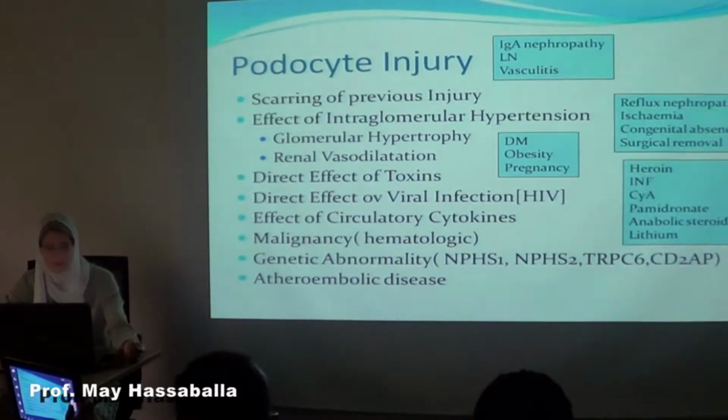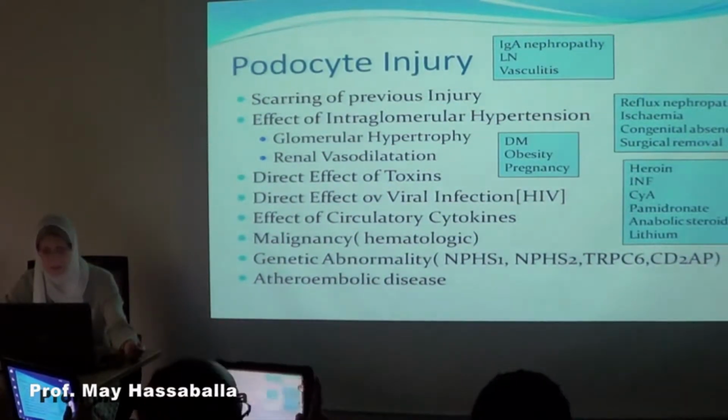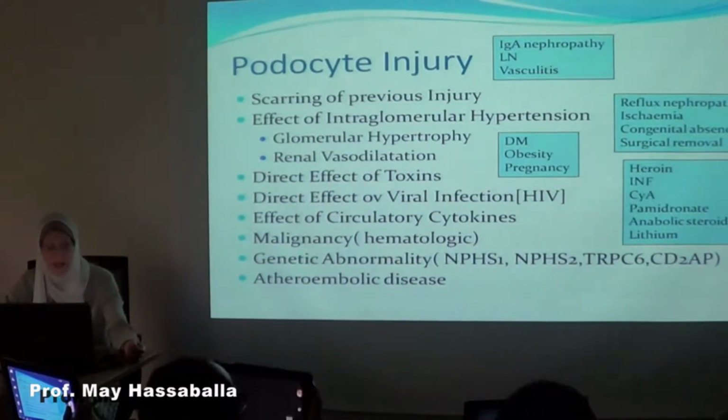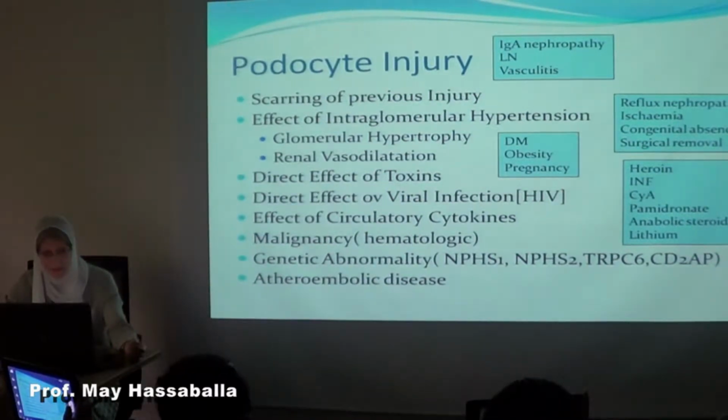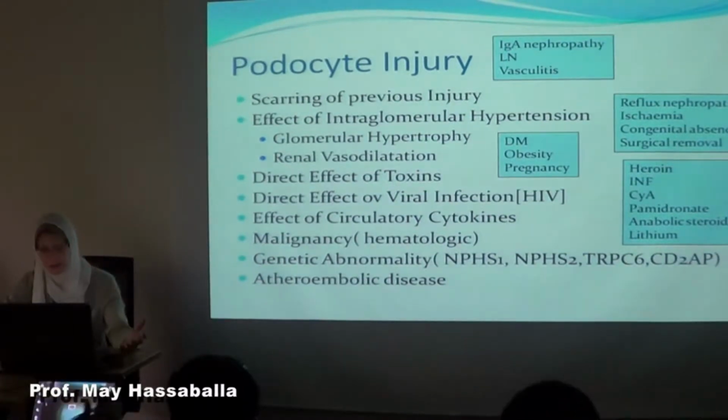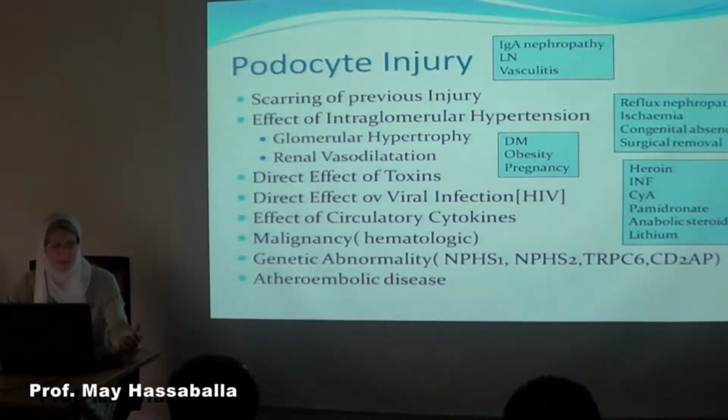And you have the direct effect of toxins. They may be heroin, interferon, cyclosporine, pamidronate, anabolic steroids, and even lithium. And you also have the direct effect of viral infections, mainly HIV and other viruses. And we have the effect of circulating cytokines like TGF-beta and angiotensin II. Malignancy, meaning pathologic genetic abnormalities associated with those genes, and atherosclerotic disease. Remember, it was when I was discussing this the day before yesterday. So these are the causes, and you can see there are very many causes, and these are the pathogenesis.